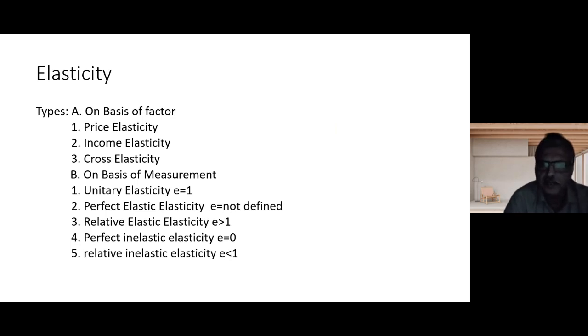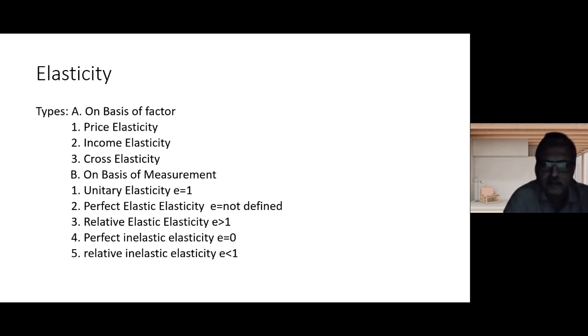Now based upon this mathematical expression, we can also have the classification of elasticity. If this degree of change in demand or supply is equal to the degree of change in price or any other factor, income or cross elasticity, then it is called unitary elasticity. It means whatever percent the price is changing, the quantity is also changing by the same percent, neither more nor less. That is what is called unitary elasticity.